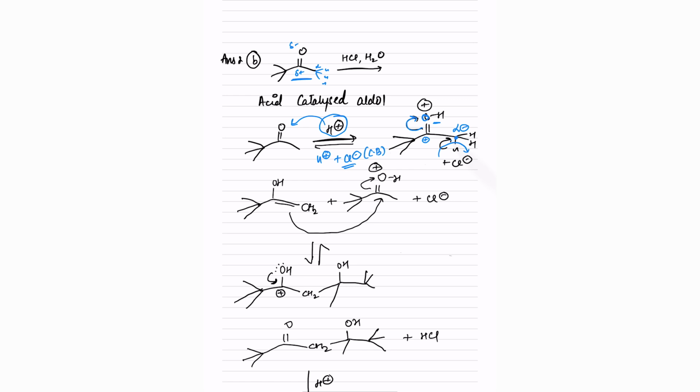So both of them will form a double bond. That means the molecule will look like this. You will have an OH now and there is a double bond between the carbon of the carbonyl and the carbon which was earlier the alpha carbon.